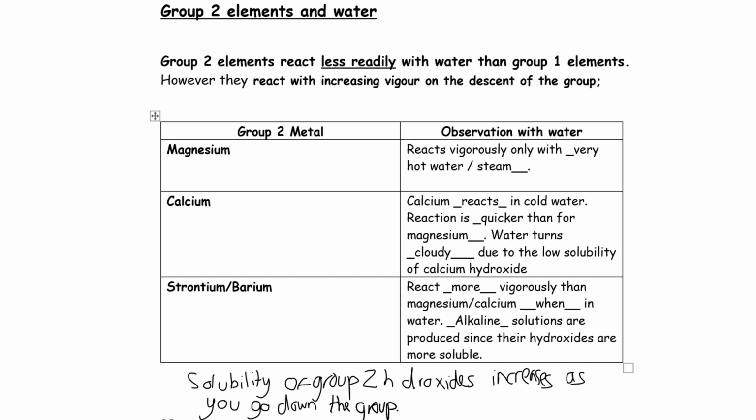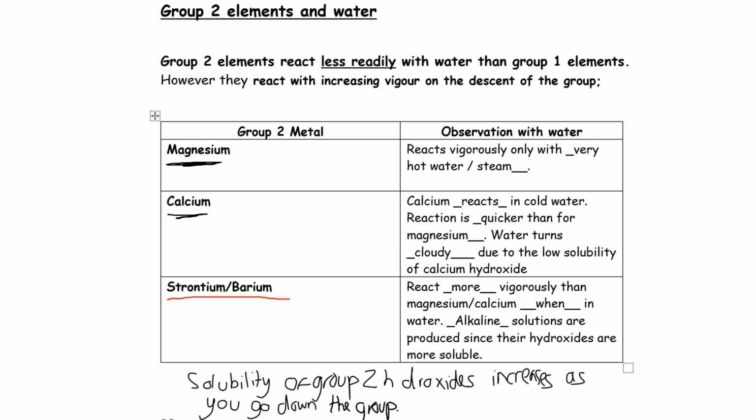So if you take magnesium, for instance, magnesium reacts only with very hot water or steam. So you have to really heat the water up for any reaction to happen. Whereas if you go to calcium, calcium will react with cold water, and the reaction is much quicker than for magnesium. And what happens is the water turns cloudy, and that's due to the low solubility of calcium hydroxide. The solubility of the group 2 hydroxides increases as you go down the group. And then when you get to the elements at the bottom, strontium or barium, they will react very easily.